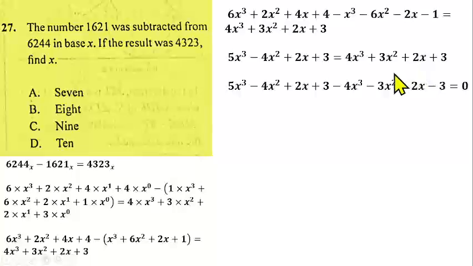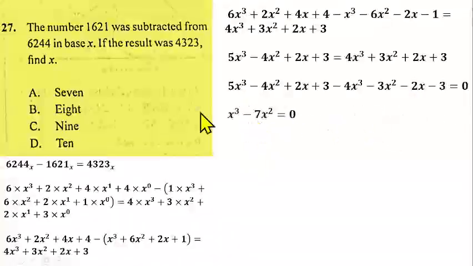Okay, we collect like terms. We move everything here to this side. We have 4s cubed minus 4s squared plus 2x plus 3. Then for this one, everything here comes to this side. We have minus 4s cubed minus 3s squared minus 2s minus 3 equals 0.